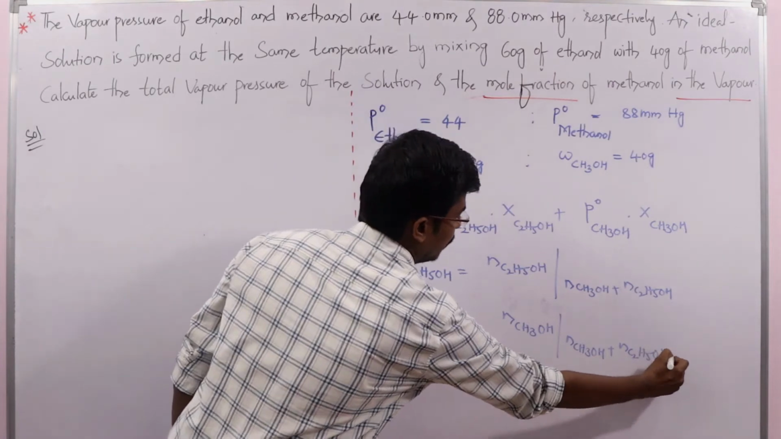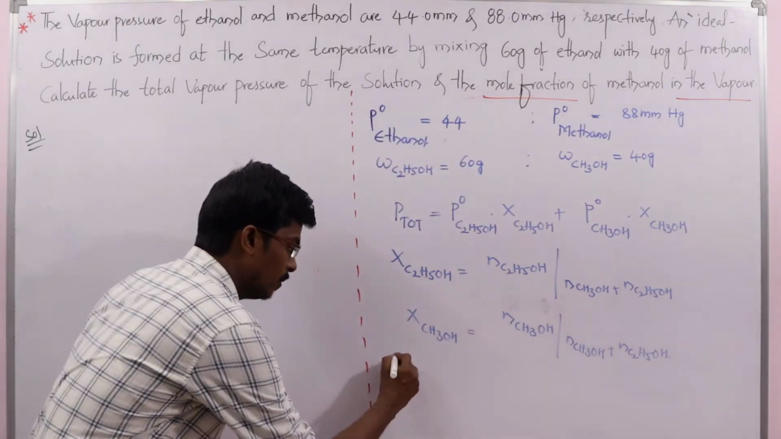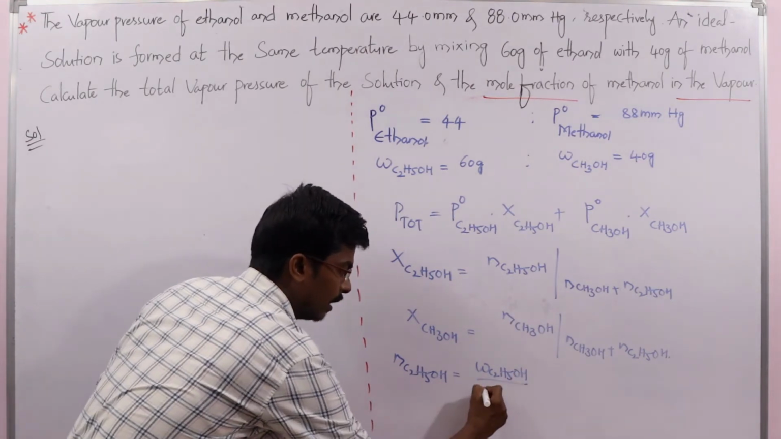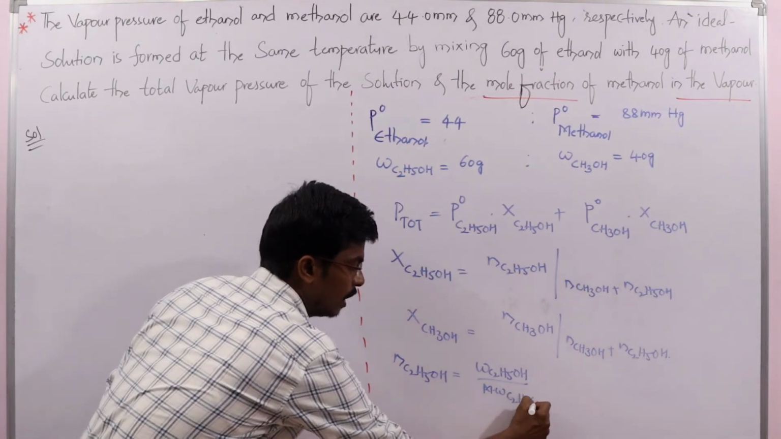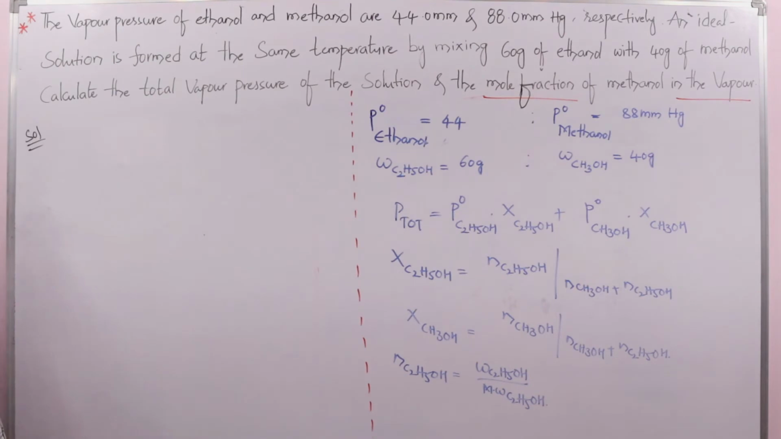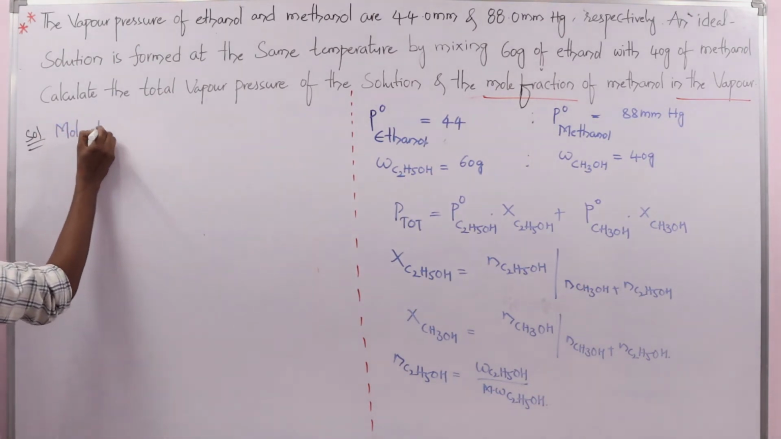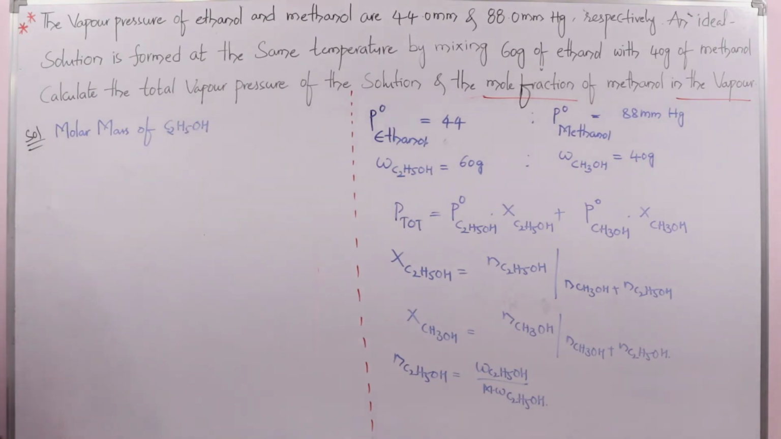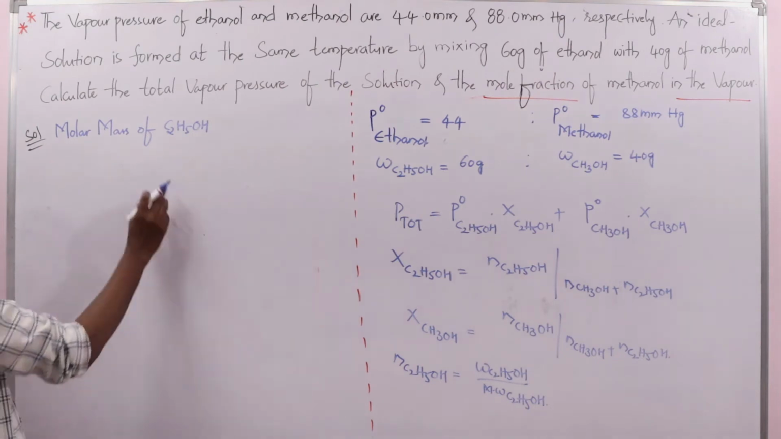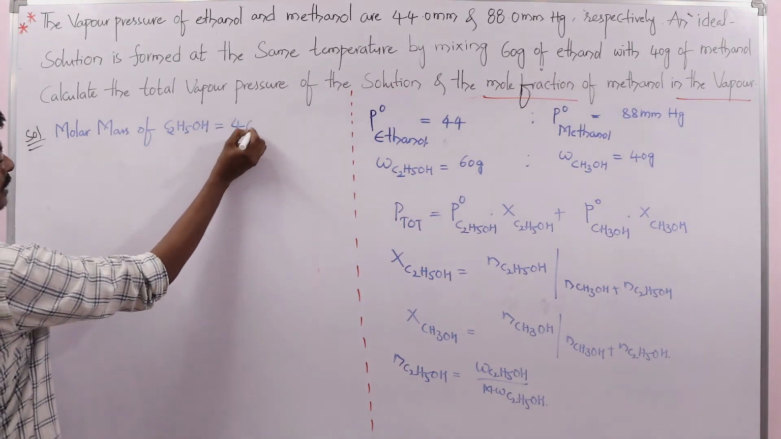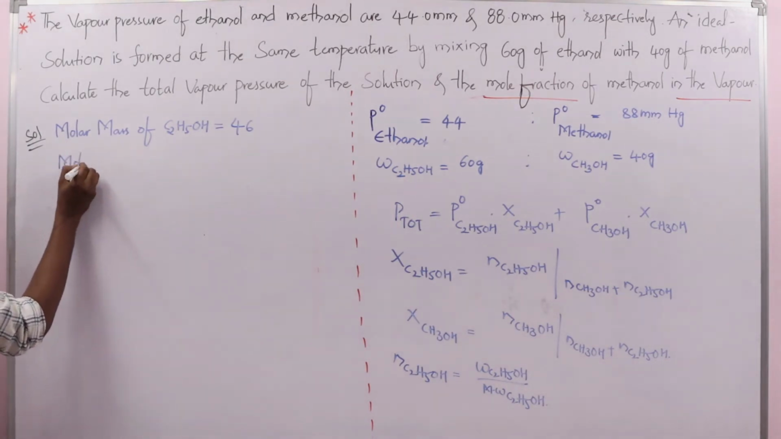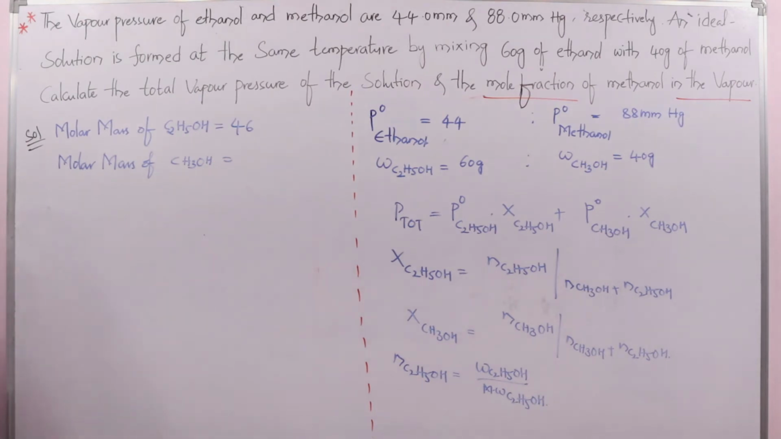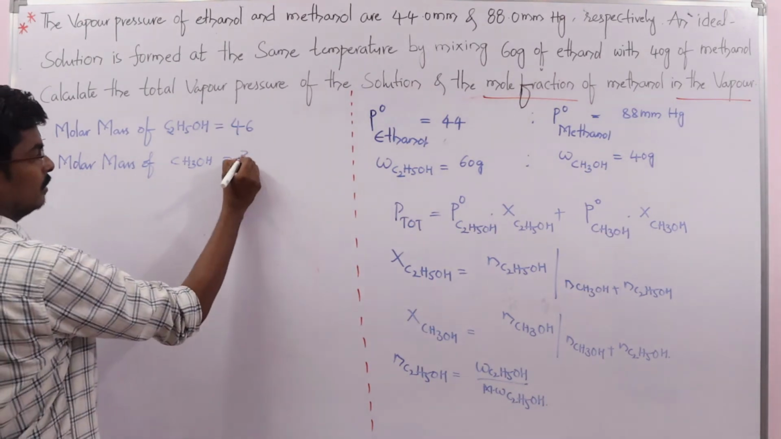Okay, so what is the formula we are using to calculate the number of moles? Number of moles of ethyl alcohol is equal to weight of ethyl alcohol by gram molecular weight, the molar mass of ethyl alcohol. So what is the molar mass of ethyl alcohol C2H5OH? Carbon 12 into 2 is 24, 24 plus 6 is 30, plus 16 is 46. And the molar mass of methanol CH3OH? Carbon 12, 4, 16, total 32.